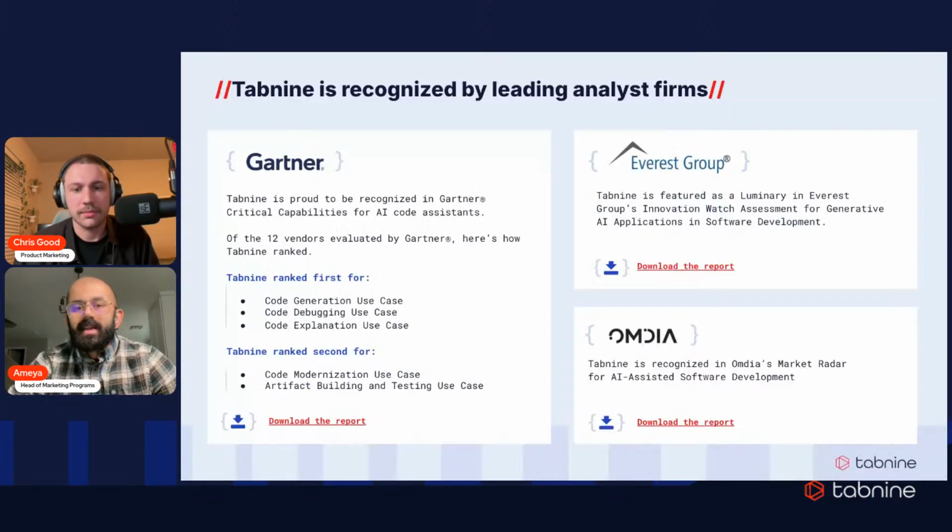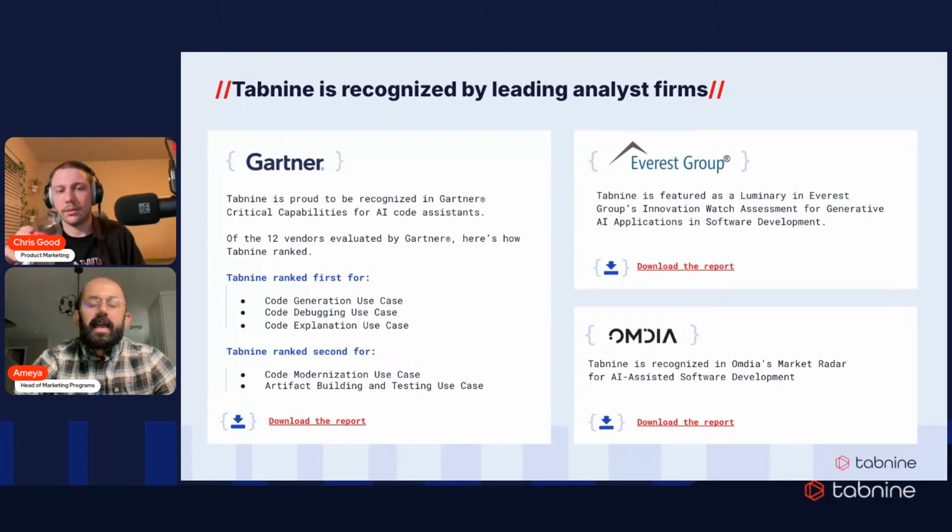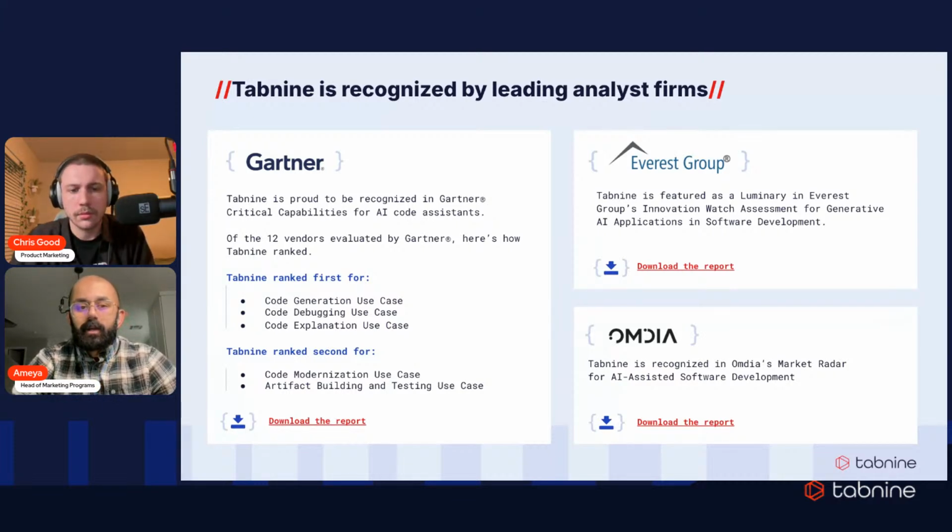And we've also been recognized by leading analyst firms, so Everest Group, OMDIA, and Gartner as well. Pretty proud to announce that in the 2024 Critical Capabilities for AI Code Assistants, Tabnine was ranked first or second for all 5 use cases. So we ranked first for code generation, code debugging, and code explanation. And then we ranked second for code modernization and artifact building and testing. What's important to note here is Gartner evaluated us against all 12 vendors in the space, including GitHub Copilot, and we outperformed all of them on pretty much every single measure.